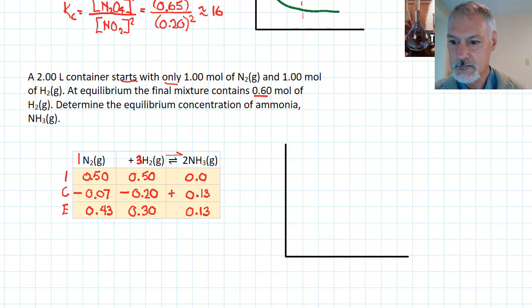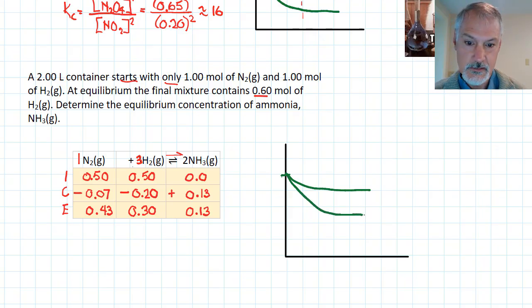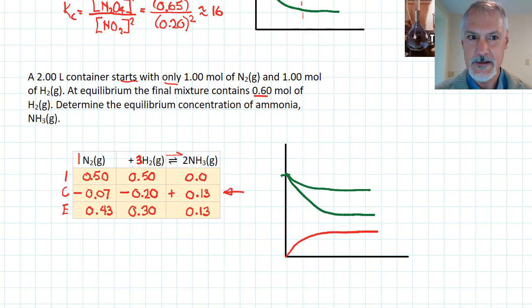A quick sketch of what this would look like, again starting at 0.5 for my nitrogen. It's just going down slightly. The hydrogen starts off at the same plateau but drops down a little bit more. And finally then the production of ammonia, my product, starts here and perhaps climbs to here. So again, the difficulty in this one is maintaining that ratio, in this case 1 to 3 to 2, which makes it a little bit more complicated.